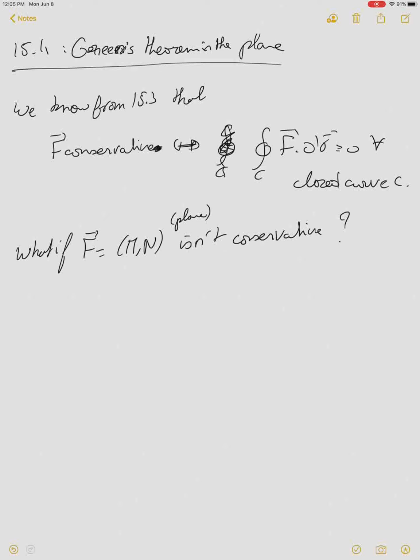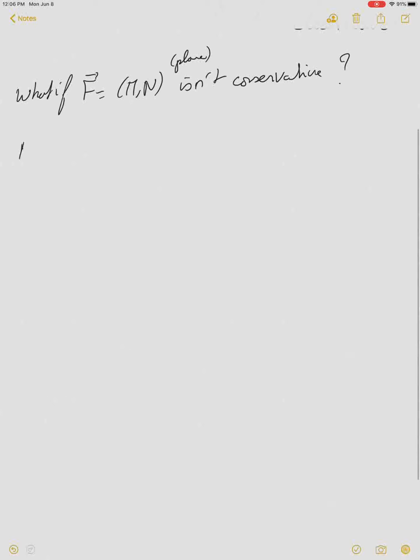Well, if F is conservative, the integral over any loop is 0. If F is not conservative, the only way we know how to do it right now is to use the definition that the integral of F dot dr is M dx plus N dy, and F of r of t dot v of t dt. But is there another way to calculate this line integral that would make our life easier? So let's start with the motivation.